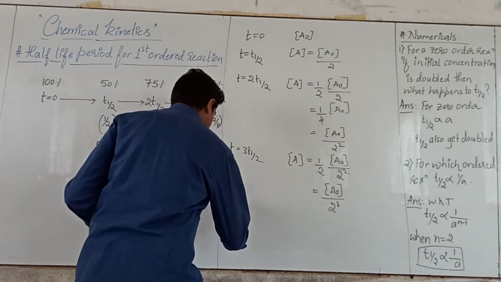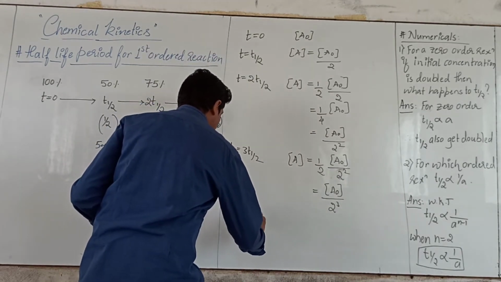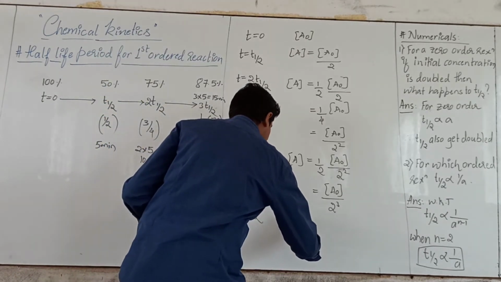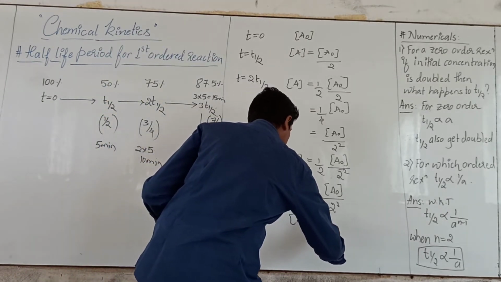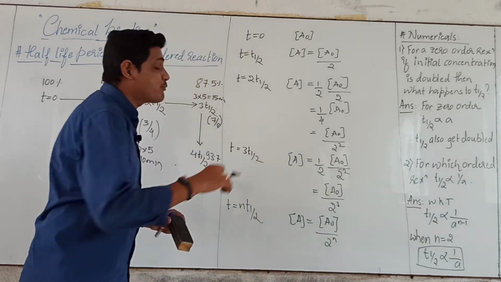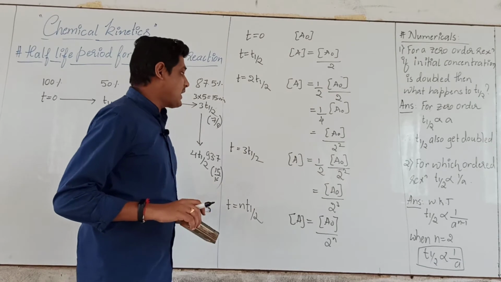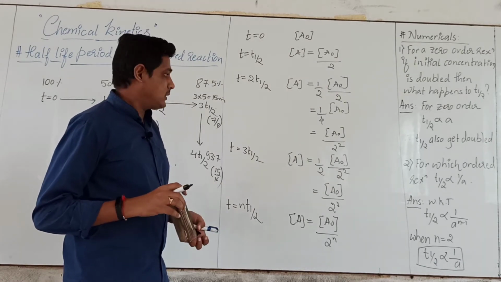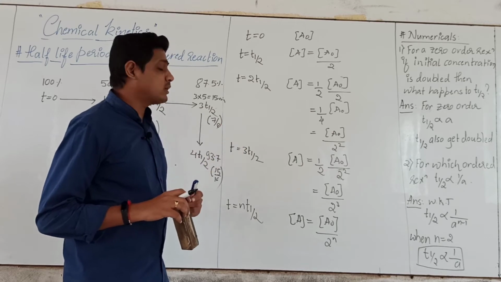Okay, then we can say for nth half-life, remember this, for nth half-life, what is the concentration of A? A is equal to A naught divided by 2 to the power n. Now this is very important, students. On this they will ask you questions, we'll see the numericals based on it.